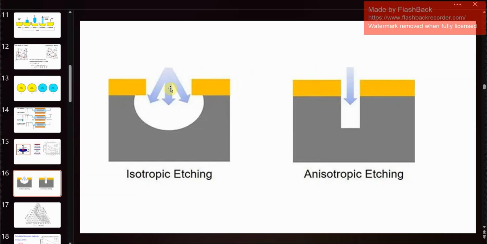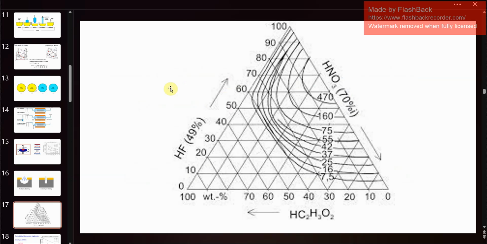In anisotropic etching, the etching happens only in a single direction. This is called dry etching, or reactive ion etching, or deep reactive ion etching, which is called the Bosch process. There are a lot of complications in that, so I would suggest you go and watch videos regarding this type of etching. I'm just giving you a basic overview of what these terms are.